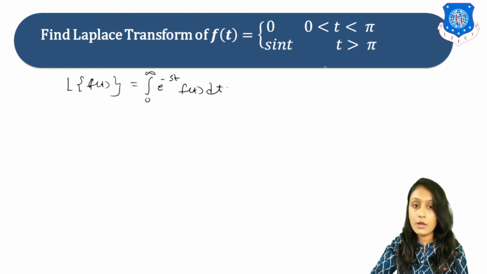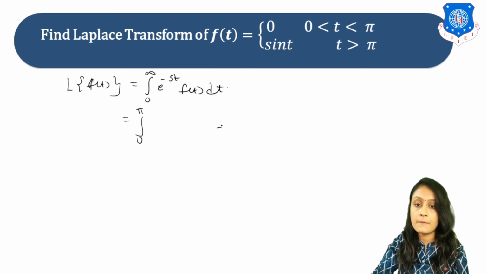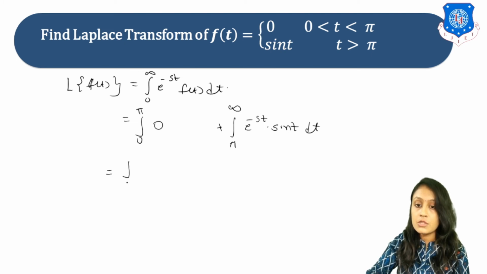Okay, now as you can see in the question, it is divided in two parts. So we will divide the integration in two parts, that is integration 0 to pi plus integration pi to infinity, correct? Now in the interval 0 to pi, the value of function is 0, so this integration is 0. Okay, and for t greater than pi we have sin t. So here we have e raised to minus st into sin t dt. Okay, so we need to simplify only this portion. So integration pi to infinity e raised to minus st sin t dt.